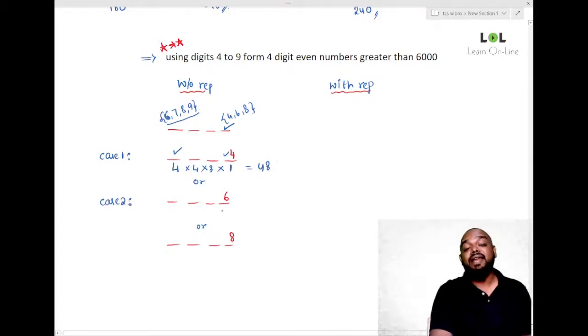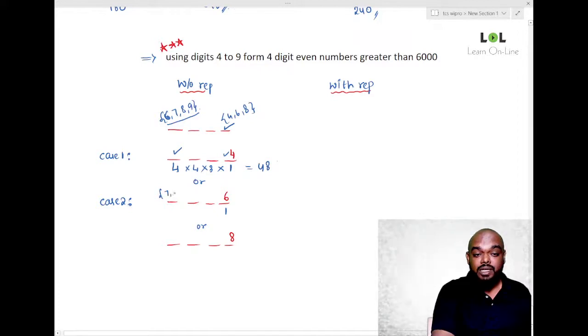Now we will calculate only the numbers ending with 6. It means I can fill it in one way. Now careful, which are available here? Only 7, 8, 9. Why? 6 is already used, we cannot use it. So I can fill it in 3 ways.